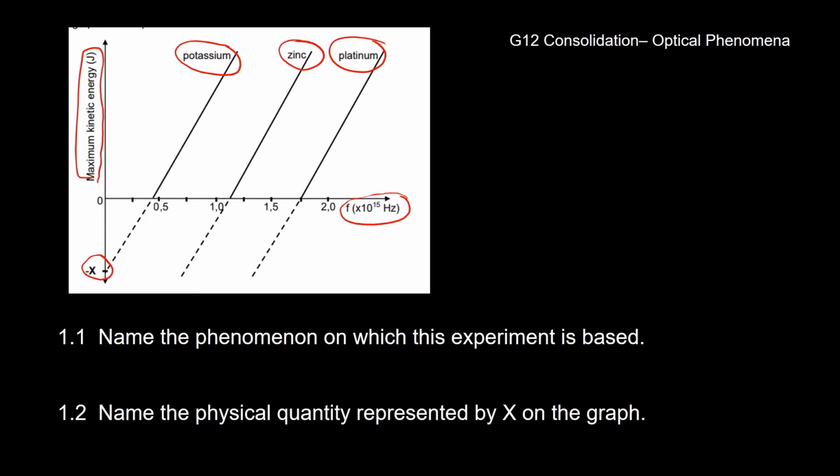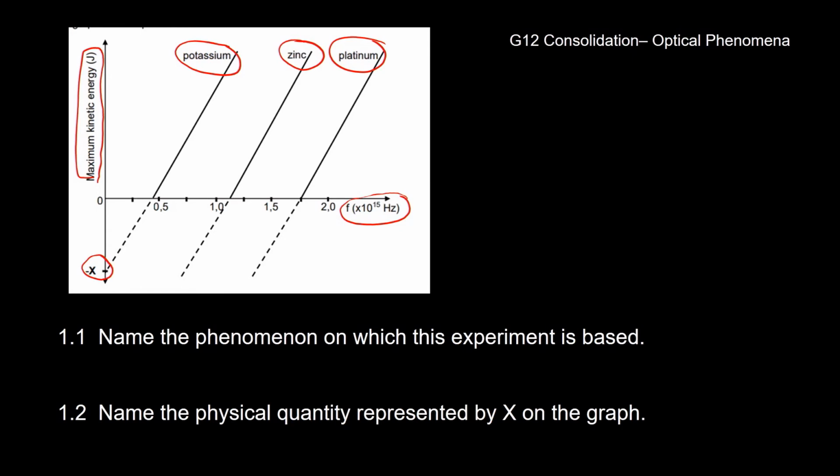Let's first answer the first question. 1.1 says, name the phenomena on which this experiment is based. Well, we are talking about electrons that are being forced off or bounced off the surface of a metal. We're talking about light behaving like a particle. It's particle behavior. And so this is called the photoelectric effect. So let's write that in. It is the photoelectric effect. That proves to us that light has a particle nature.